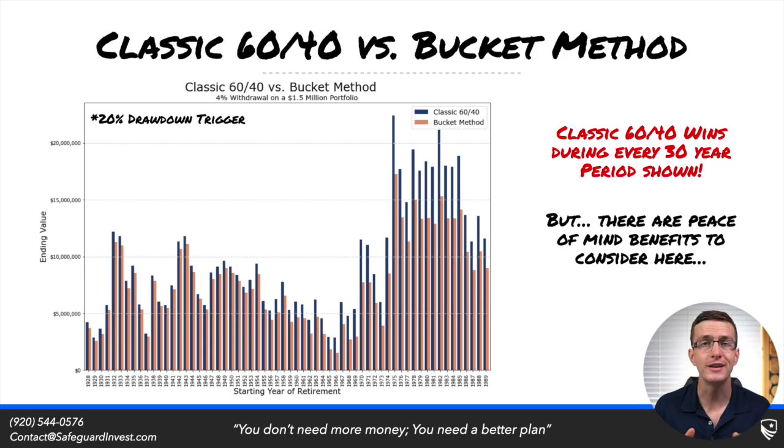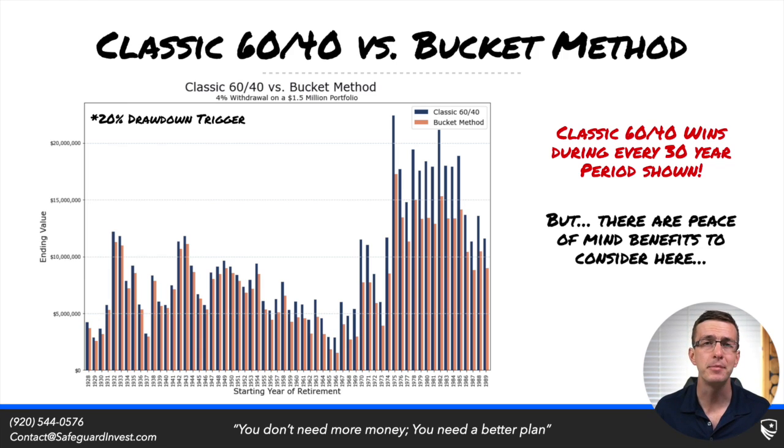Now, here's the interesting finding. If we compare these two common approaches, one is a clear winner from a numbers perspective. Now, we're going to look at data all the way back to 1928. We're going to look at a 30-year retirement, and we're going to use the 4% rule. With the graph on the screen, you will see the classic 60-40 portfolio in dark blue, and then the bucket method in orange. Both portfolios end up being a 60-40 portfolio or close to it, and so we're kind of comparing apples to apples. They just rebalance and withdraw income in vastly different ways.